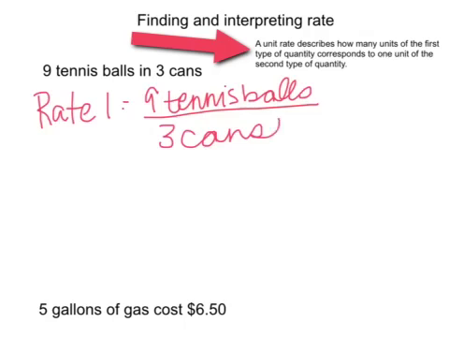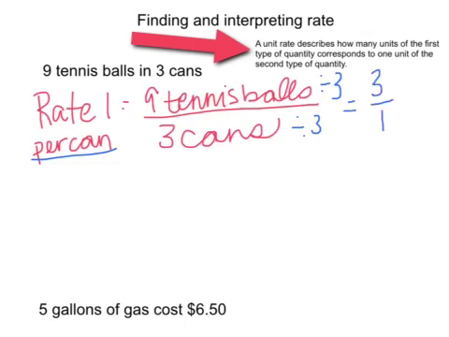All right, so this is again saying that there are 9 tennis balls in 3 cans of tennis balls. So I want to figure out how many per can. That's what I'm looking for, per can. So if I want to make my denominator 1, I need to divide by 3. Okay, so that's going to give me 3 tennis balls in 1 can.